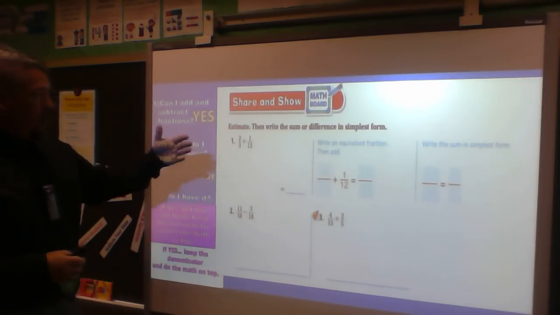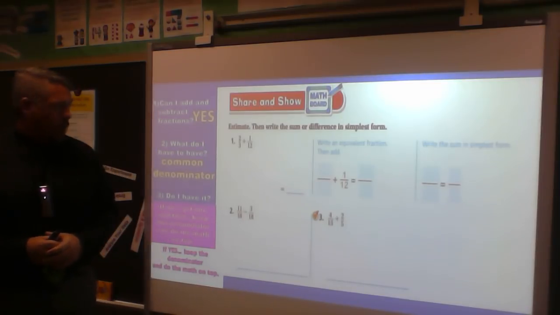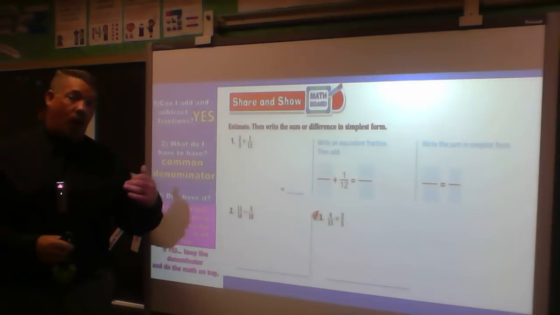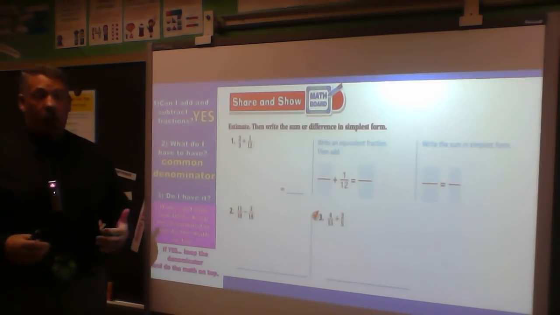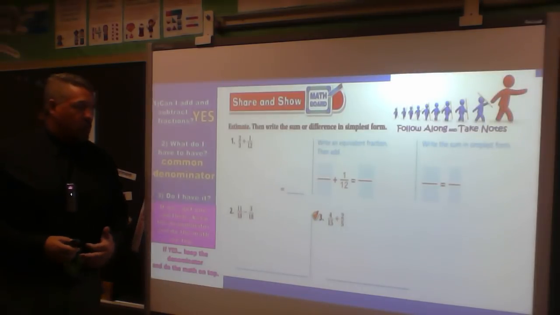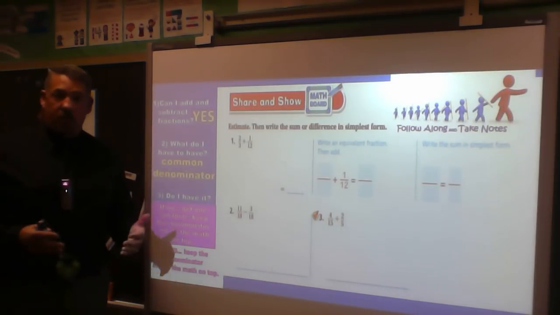So I have 2/3 plus 1/2 on my paper at the very top. I ask if I can do it. Yes, I can indeed add. Do I have a common denominator? No, indeed, I do not. So the process that always worked was multiplying by the opposite denominators.